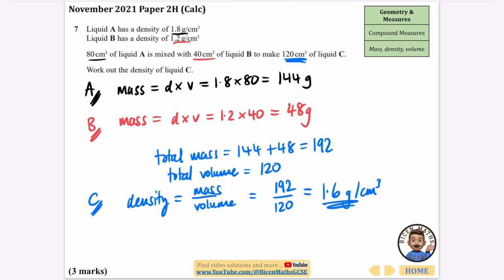So there were tons of questions on mass, density, volume, and loads of them of mixing two liquids together. Basically, you just need to know the total mass and the total volume. So if you don't have one of the masses or both of the masses, work them out and then just go from there.